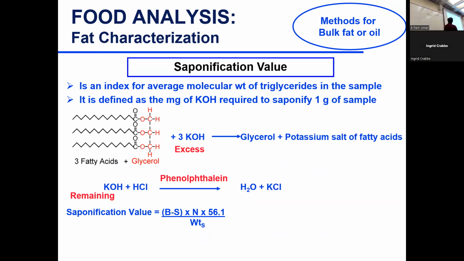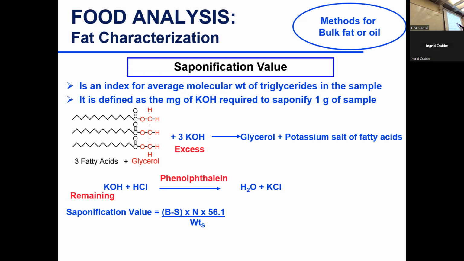The next one is another characteristic of any oil: the saponification value. We use it to determine the average molecular weight of triglycerides or fatty acids in your sample. It's a characteristic of the average molecular weight of the most dominant fatty acid in your oil. So when I ask what's the saponification value, you define it as an index for the average molecular weight of triglyceride and specific fatty acid in your sample.